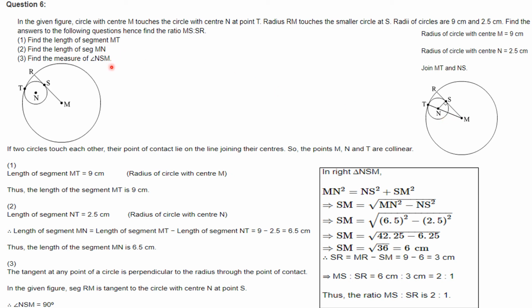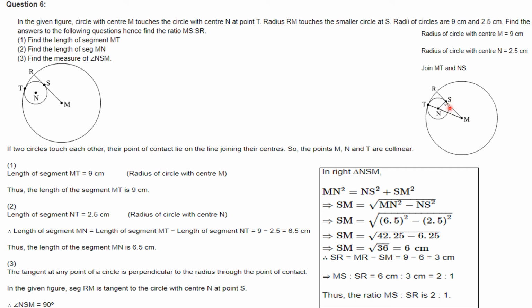Now you have to find out angle NSM. So tangent at any point to the circle is perpendicular to the radius through point of contact. So RM is tangent, NS is radius of the circle, angle NSM is 90 degrees.